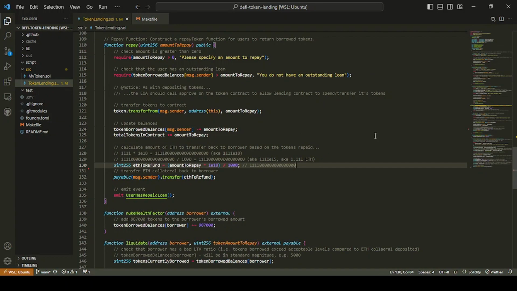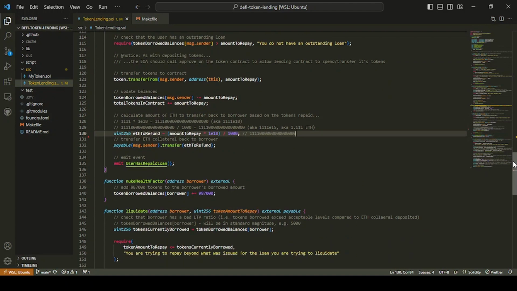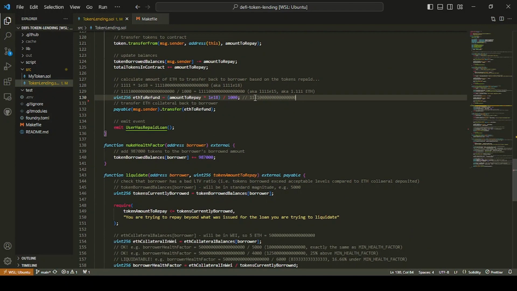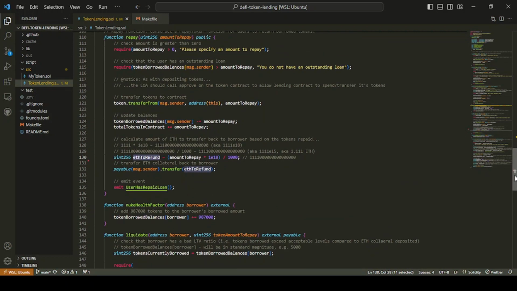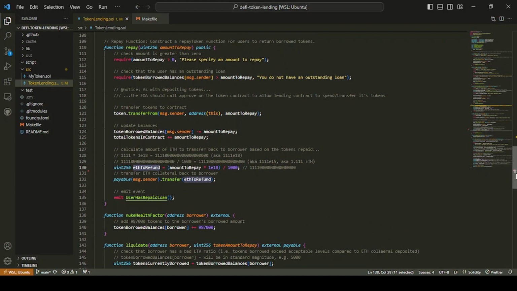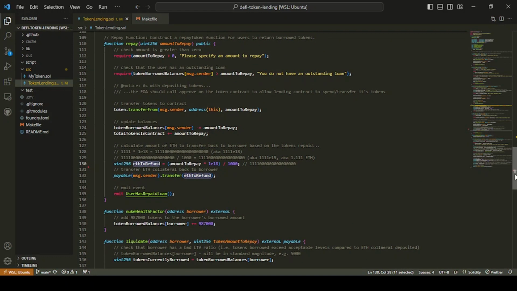So move back to the contract. There we go, that's what we're doing there. This is 1.111 ETH, and that's where we're saying ETH refund. So they've repaid 1,111 of the tokens they borrowed, and that's how much is to be refunded.